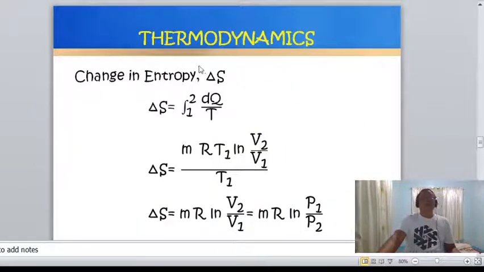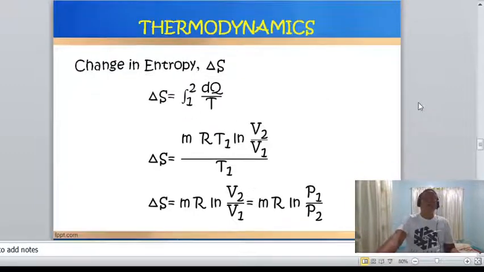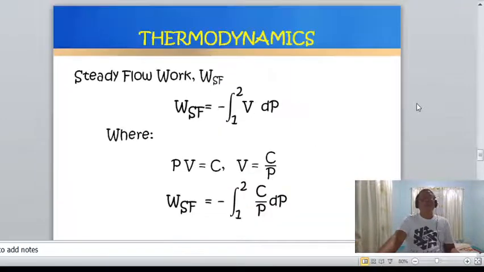Another, we have here the change in entropy. Knowing that the change in entropy, delta S, is equal to the integral of dQ over T, with limits from 1 to 2. Knowing that dQ is equal to mR T1 ln of V2 over V1, over T1. So, delta S now is equal to mR ln of V2 over V1, equal to mR ln of P1 over P2. So, very simple.